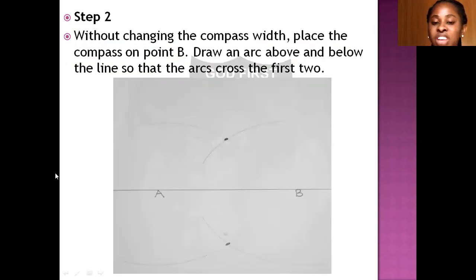Step two, without changing the radius of the first one, place the compass on B, draw another arc above, and draw another arc below. Their meeting point, we have an intersection, the meeting point of the above and the below.